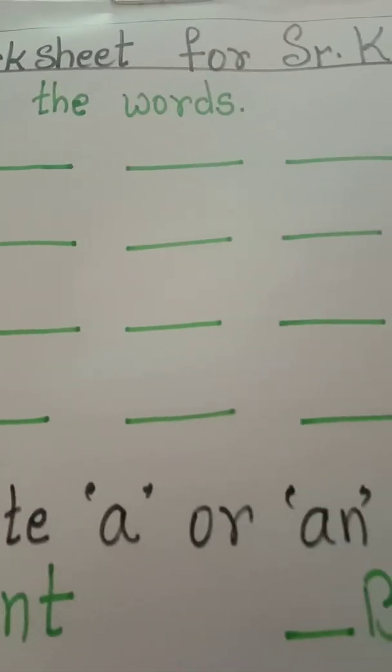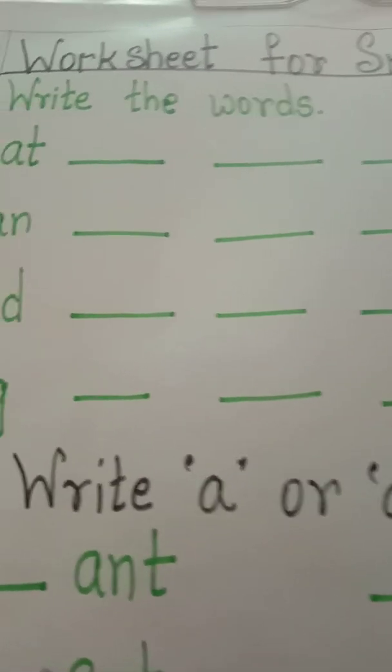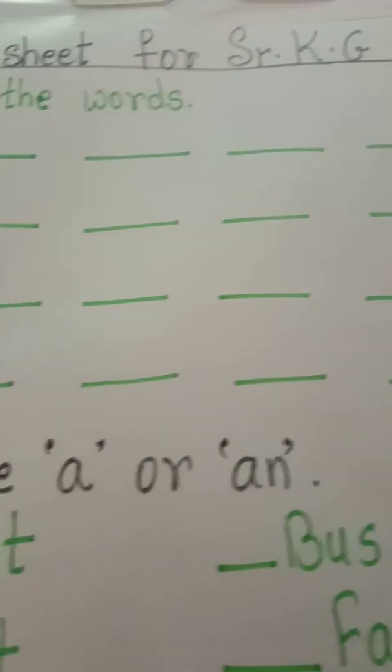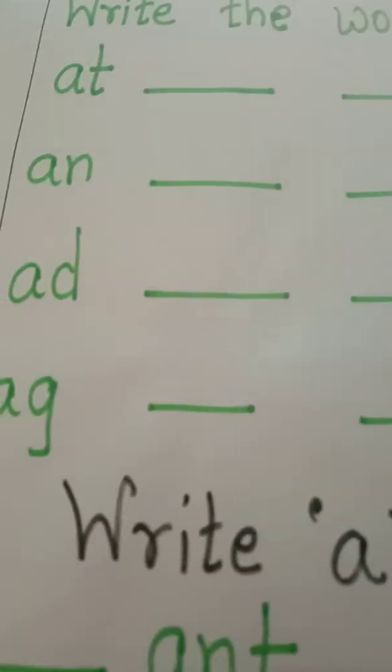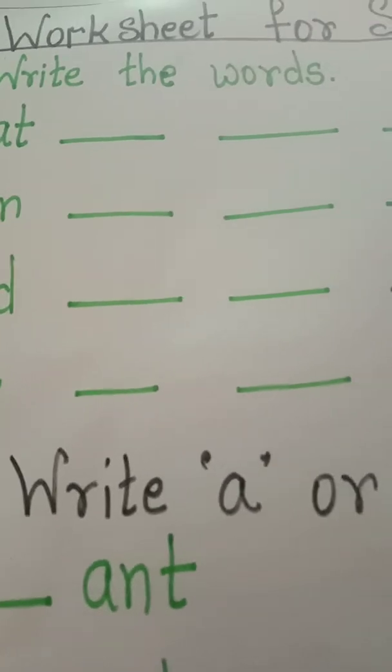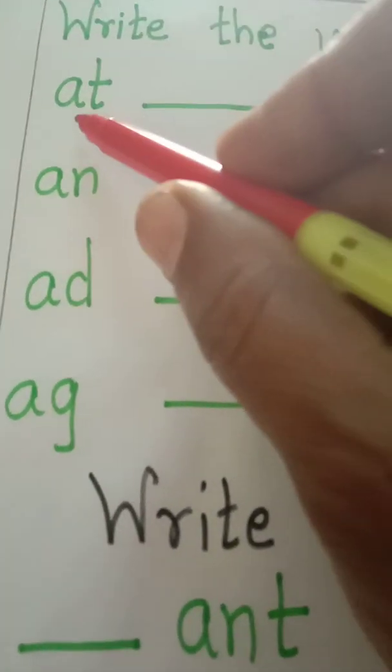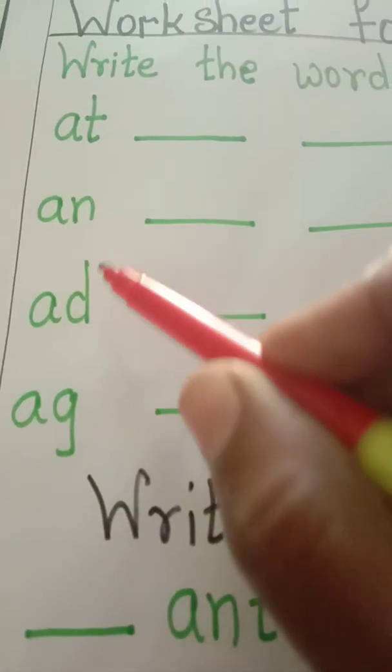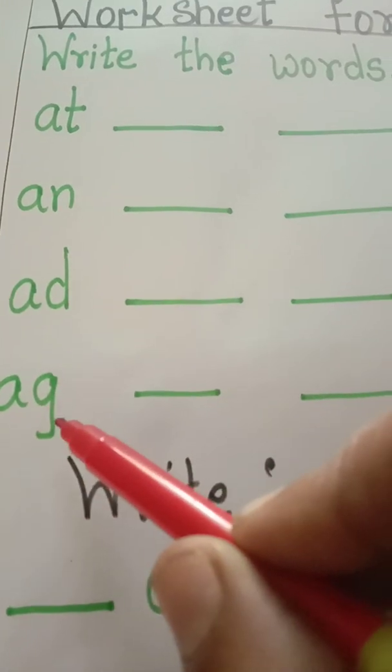My dear children, today we are going to work with the English worksheet for Senior KG. Write the words which end with at, an, ad, and ag.